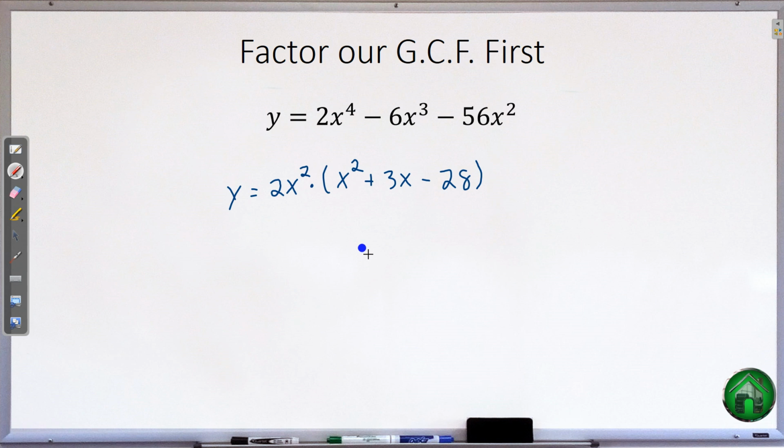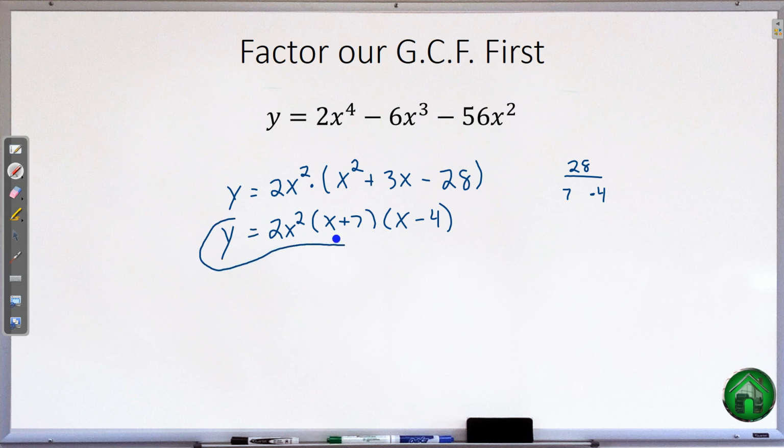But we should try to go one step further, because this trinomial that's left looks very familiar. We've done factoring with these a lot. So we ask ourselves, what multiplies to be 28 and adds to be 3? I think 7 and 4 will do it if the 4 is negative. So we can factor what's left over to be x plus 7 and x minus 4. All right, and so there is our factored form.